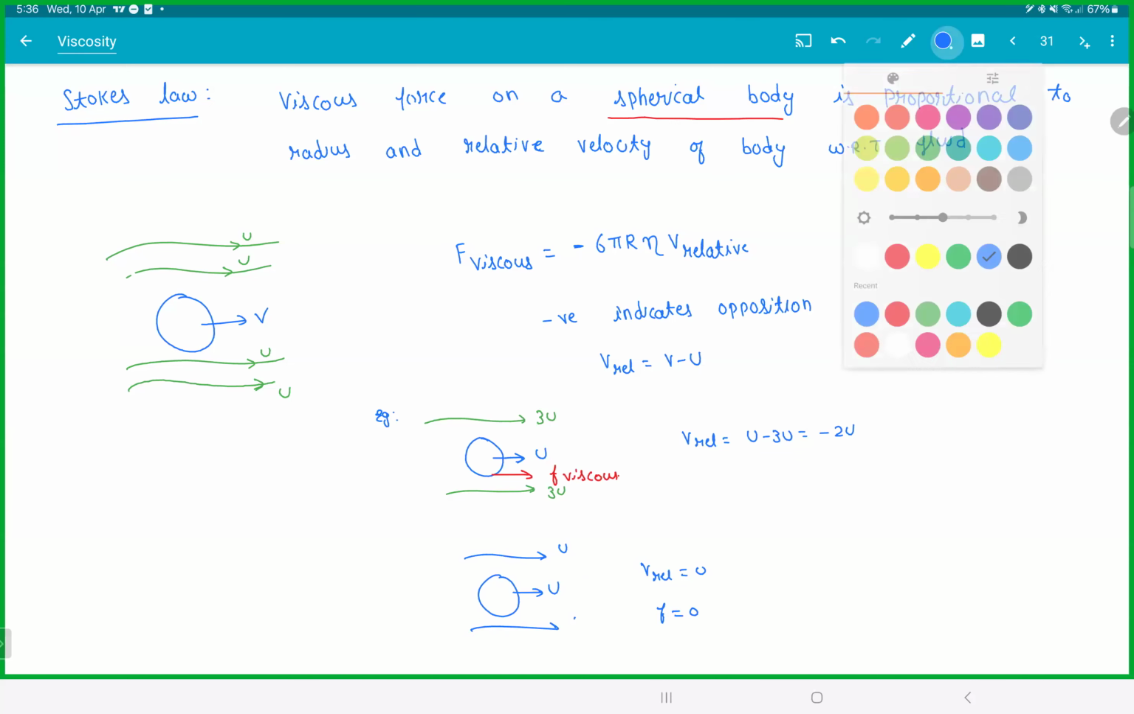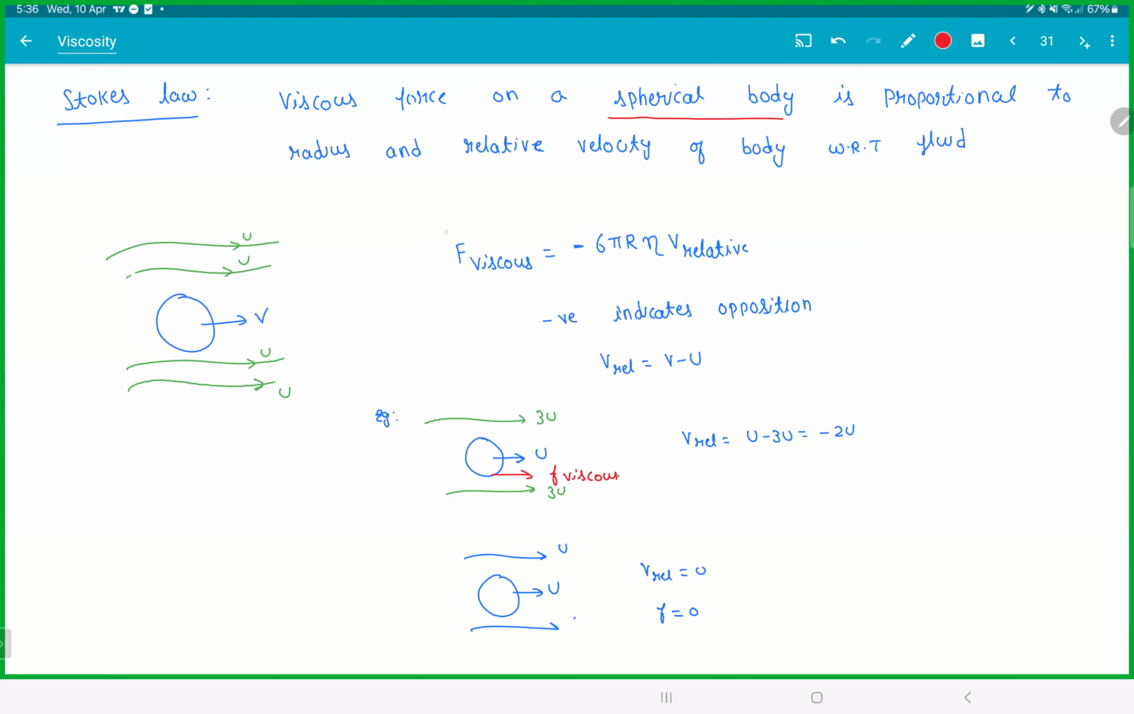Clear? So in this 6 pi r eta v, v is not the velocity of the ball, v is the relative velocity of the ball. That's it. This is the one straightforward formula for Stokes' law. But the only problem is that this is valid for spherical bodies. You can't apply this for any other weird shape. So whenever a body flows through a fluid, there is an external frictional viscous force. Clear?